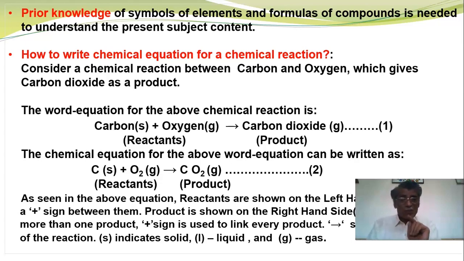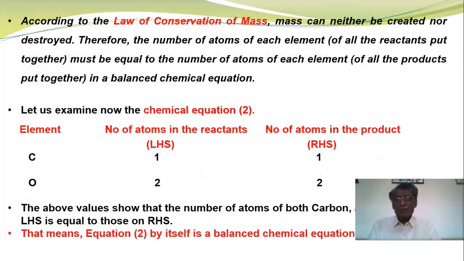Reactants are always shown on the left hand side, products are always shown on the right hand side. Plus sign is used to link the one or more reactants or one or more products. Arrow is shown to indicate the direction of the reaction. S for solid, L for liquid, and G for gas.